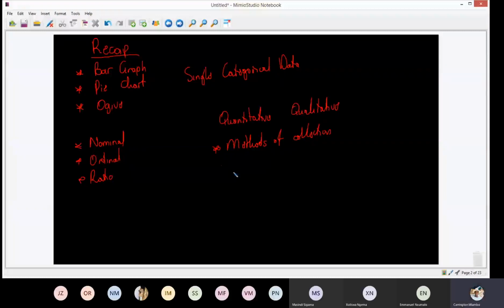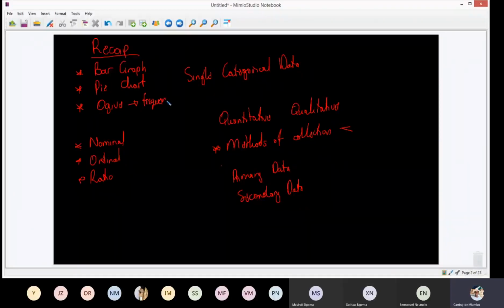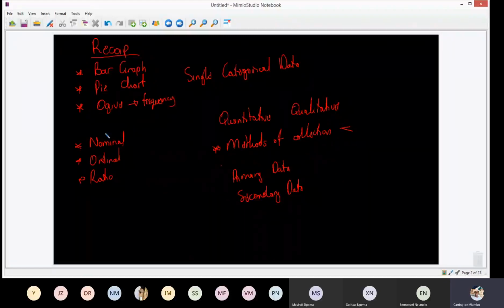In our data there is primary data, and we also have secondary data. For methods of collection, they can be interviews, surveys, questionnaires, all those kind of things. And the ogive has to do with frequency, which is cumulative. This is very important because we are going to deal with it now. This is just a recap of what was covered last week.